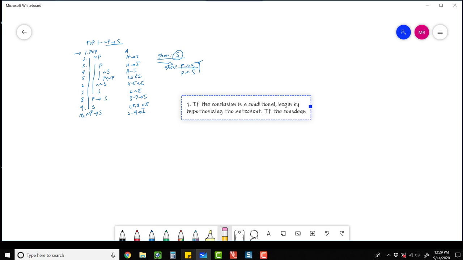If the consequent is a conditional, then also hypothesize the antecedent of that. And you want to continue until what is left to prove is not a conditional.